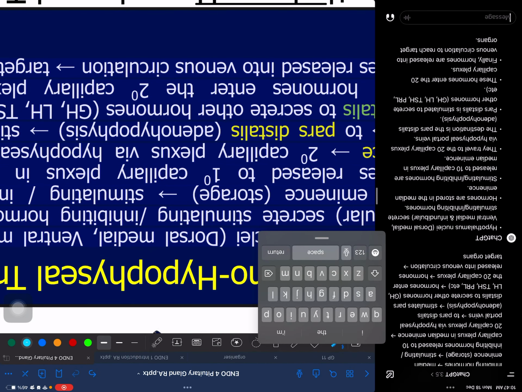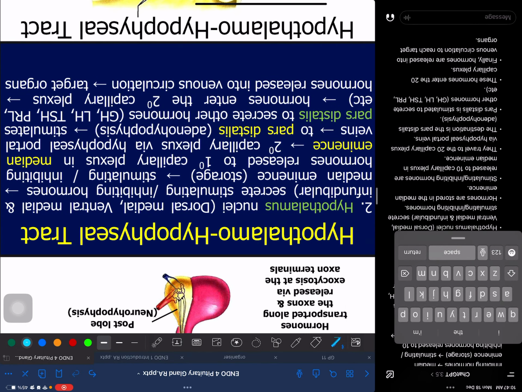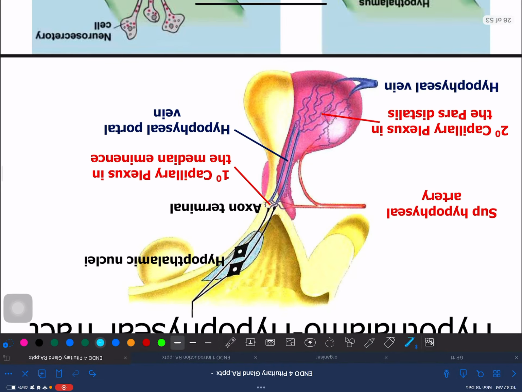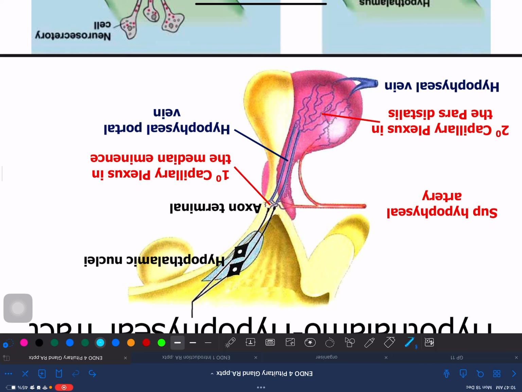So the tract can involve both the anterior and posterior pituitary. Again, these are the other nuclei besides the supraoptic and paraventricular. These other nuclei in the hypothalamus can also stimulate the superior hypophyseal artery, forming the primary capillary plexus and then the secondary capillary plexus, and then secrete all the hormones at the anterior pituitary.